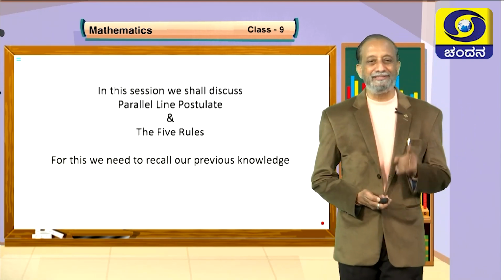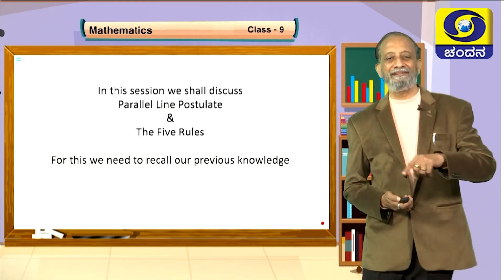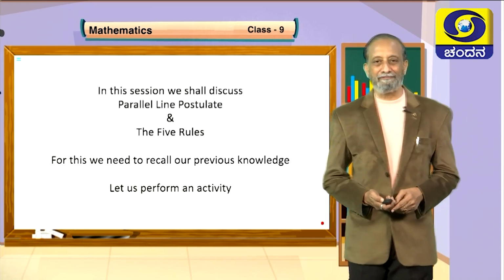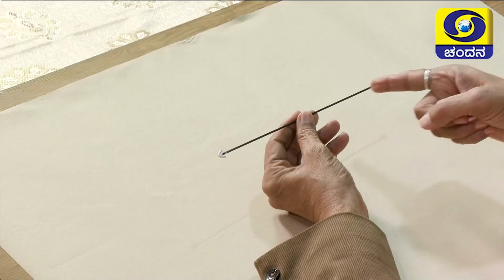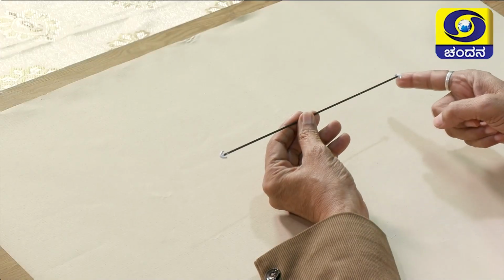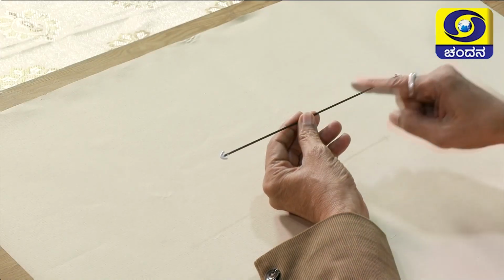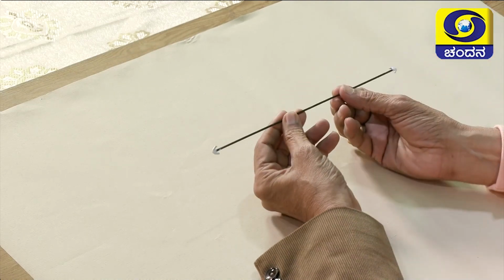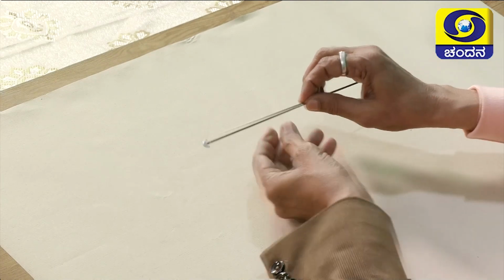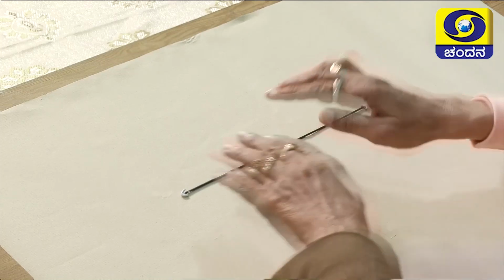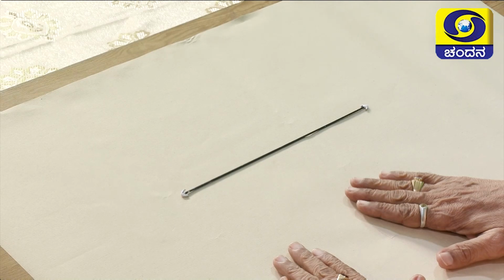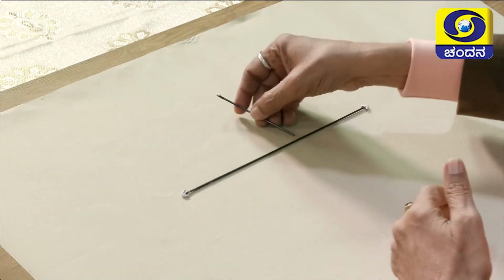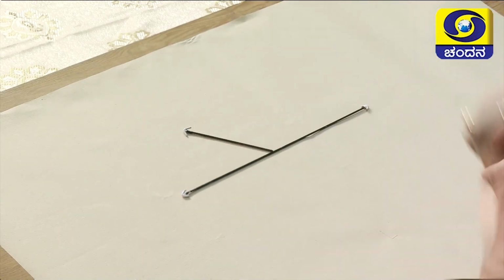For this, we need to recall our previous knowledge. Let us perform an activity. Children, can we consider cycle spokes with 2 arrows welded, with black and white color, as a straight line? Yes. So, assume that this is a straight line which is kept on a drawing board, and assume that this drawing board is also a plane surface. A ray is standing like this.